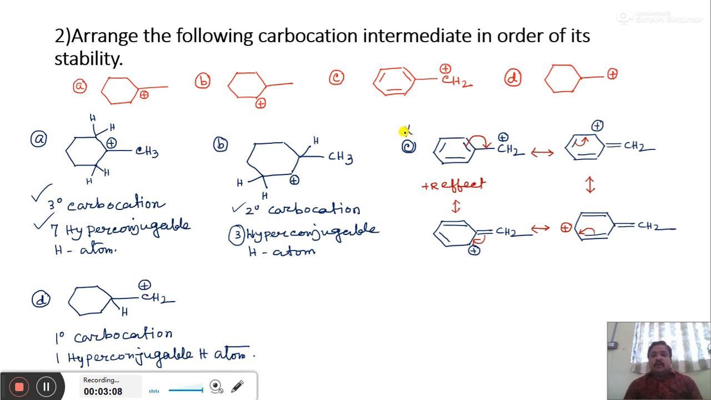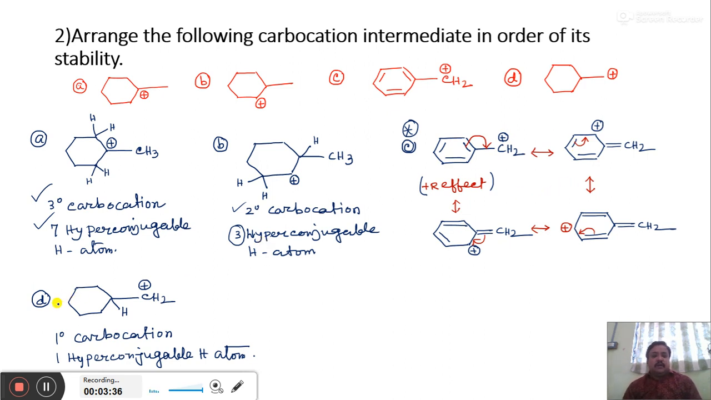Here the special carbocation is C, known as benzylic carbocation, where the phenyl ring shows a plus R effect. Due to the plus R effect, this benzylic carbocation becomes much more stable because resonance will take place. These are the four canonical structures of benzylic carbocation. So carbocation C is very stable.